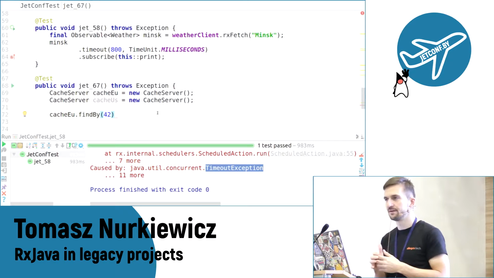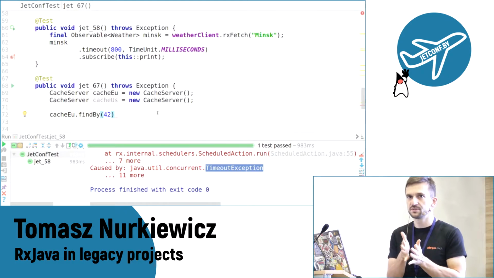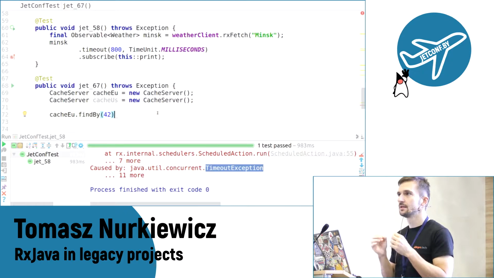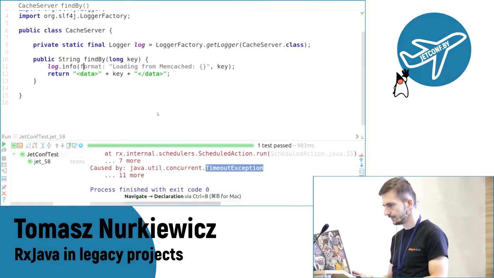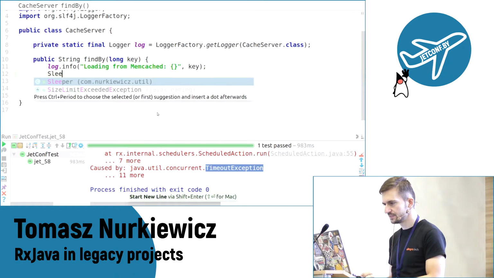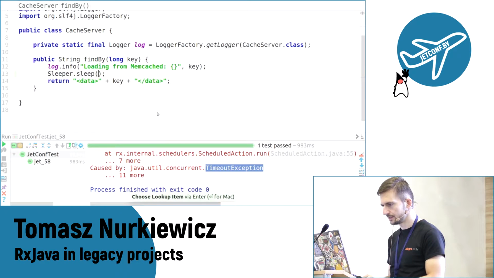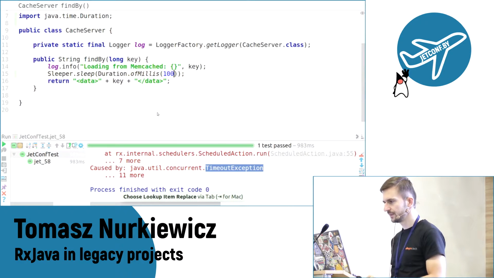Doing it in Java is really painful because you're going to get two futures, or you need some thread pools, because obviously we want to contact both servers at the same time. So first of all, I'm going to make it more Rx friendly. Here I'm pretending I'm downloading some data from memcached. I can put some sleep here as well, sleep duration of millis, let's say 100. Doesn't really matter, but let's just make it more entertaining.